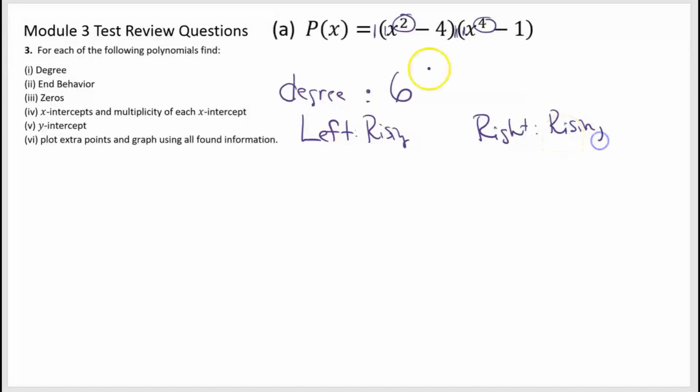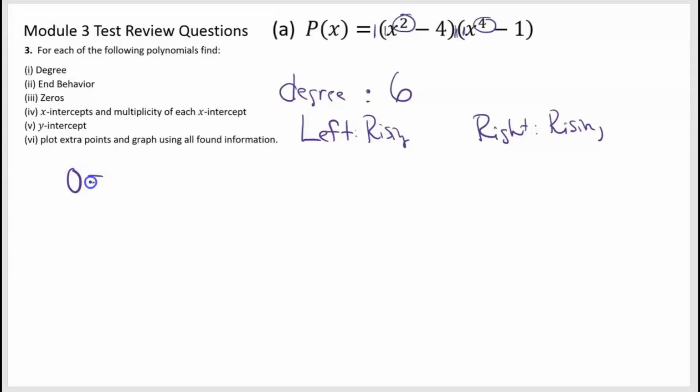Because whenever you have an even degree, the left and the right are doing the same thing. Positive leading coefficient, because of those positive ones, they're both up. Had that been a negative 1 out front, or a negative 2, or a negative anything else, they would both be going down. Okay, the zeros and x-intercepts are the same thing. How do you find them?